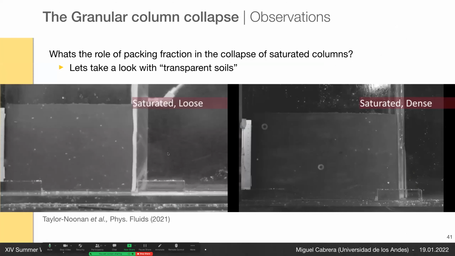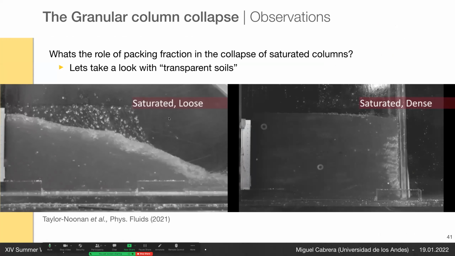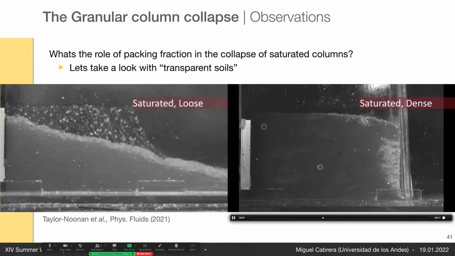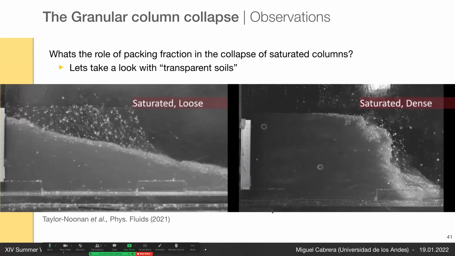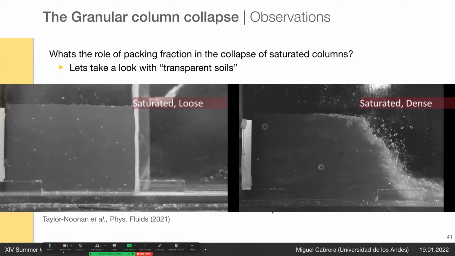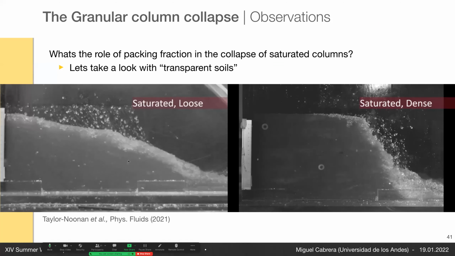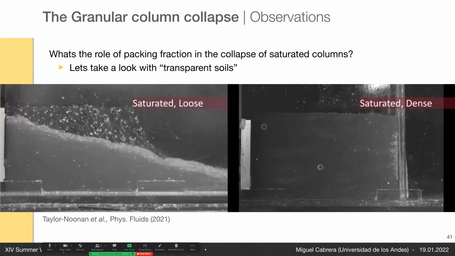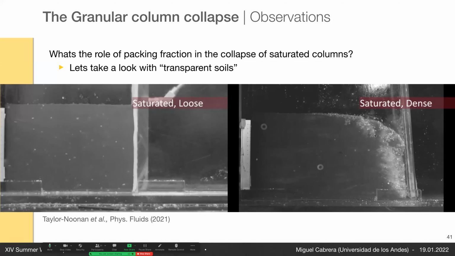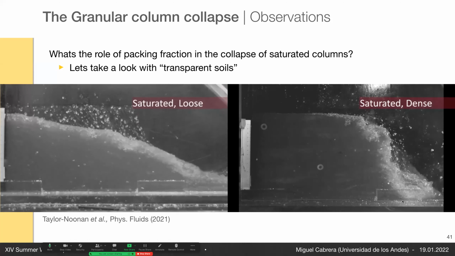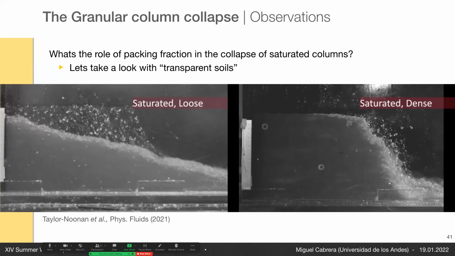Another work we have been doing is using these transparent soils and studying the effect of initially loose or initially dense configurations. What you can see here, when you see these light colors, is just that air is entering the column. You see that when the column is loose, air does not enter, but if you have a dense configuration, air starts to enter and weakens the column collapse faster and generates this very sharp configuration that can be related again with the grain size distribution.